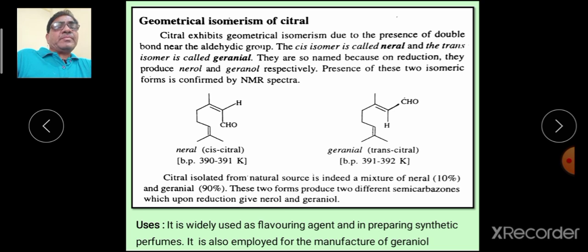Now, uses of citral: it is widely used as a flavoring agent and in preparing synthetic perfumes, and it is also employed in the manufacture of geraniol. With this, we complete the first natural product from terpenoids, that is citral.